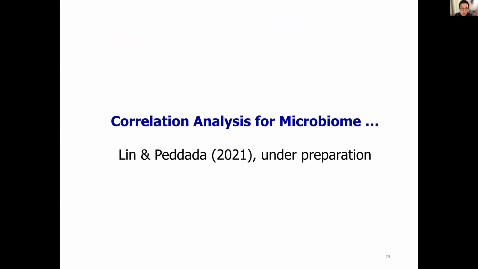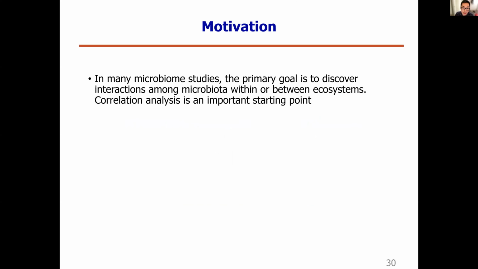And the last section of my today's talk is the correlation analysis for microbiome data. So why are we interested in doing the correlation analysis? This is because in many microbiome studies, the primary goal is not the differential abundance, but to discover whether there are interactions among microbiota within or between ecosystems, such as the gut or oral environment. And the correlation analysis is, of course, an important starting point.